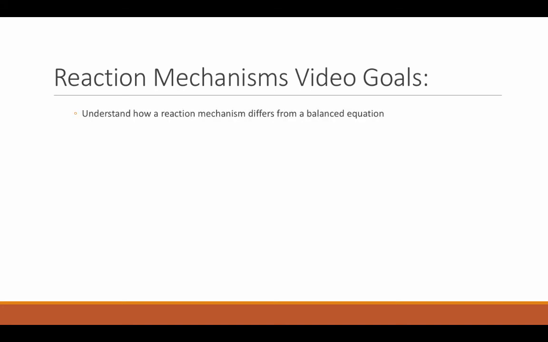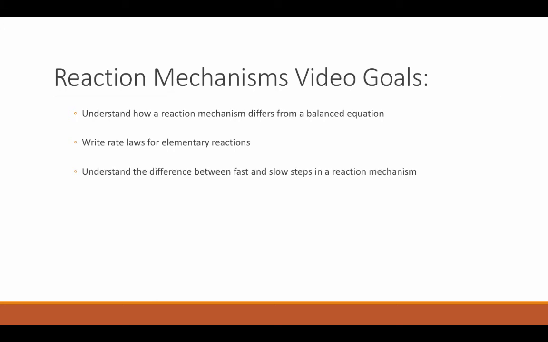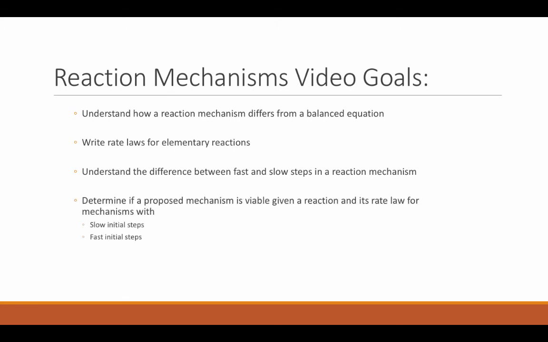Let's review our goals. First, we looked at how a reaction mechanism is different from a balanced equation. Then we learned how to write rate laws for elementary reactions. Then we looked at the difference between fast and slow steps in a reaction mechanism. And finally, we learned how to determine if a proposed mechanism is viable by checking whether or not it adds up to the target reaction and whether or not the rate law for the slow step matches the experimentally determined rate law.